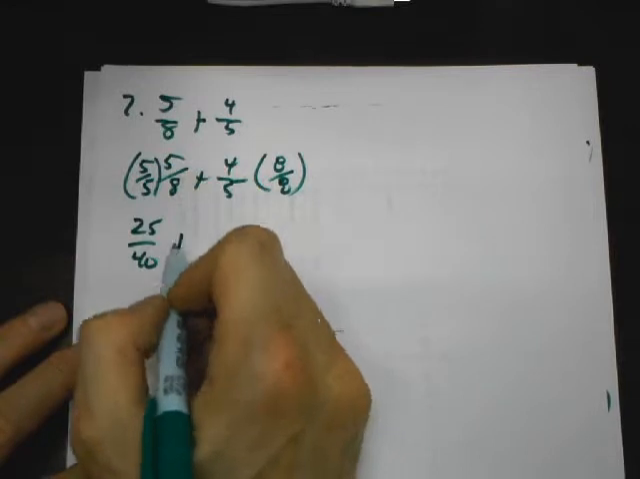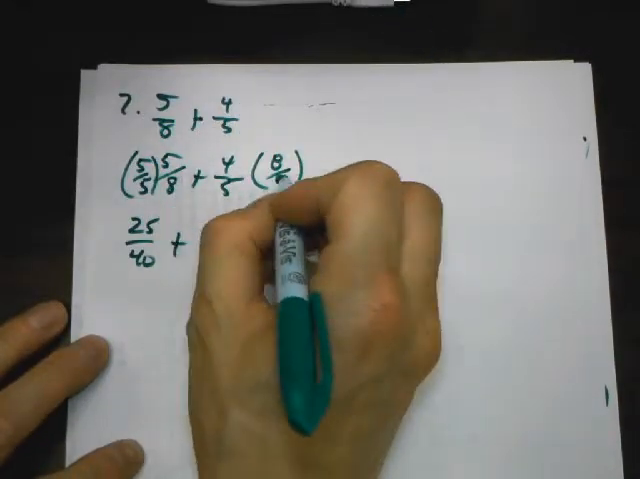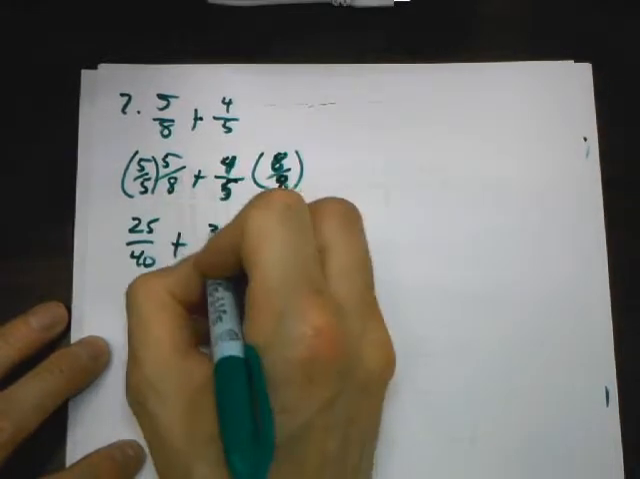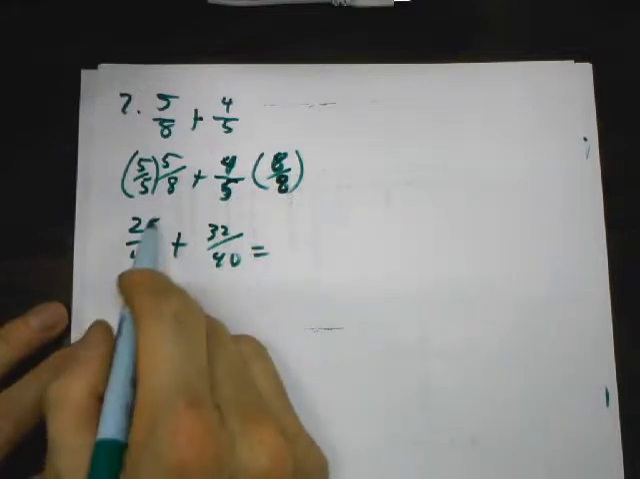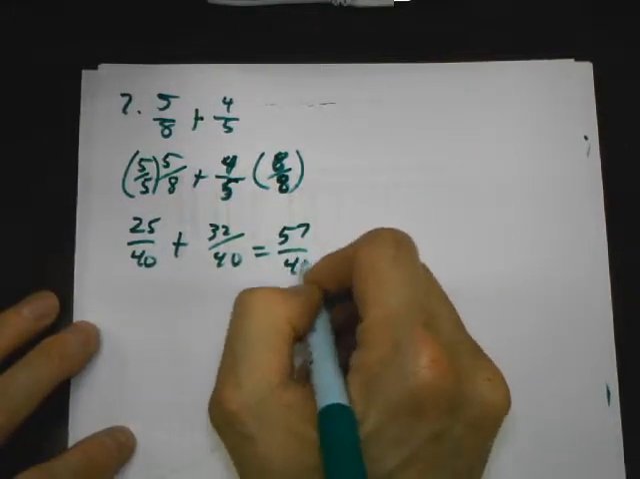It's got to be the same number top and bottom, but not the same number over here as this, just the same number top and bottom. So if I multiply this by 8, I got to multiply this by 8 also. Okay, so I got 25/40 and 32/40. When I combine those two, I have 57/40.